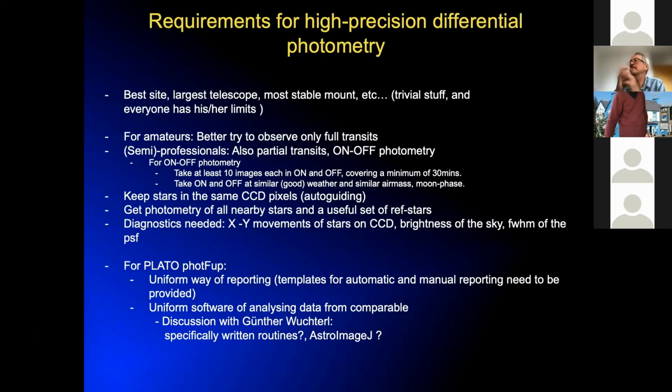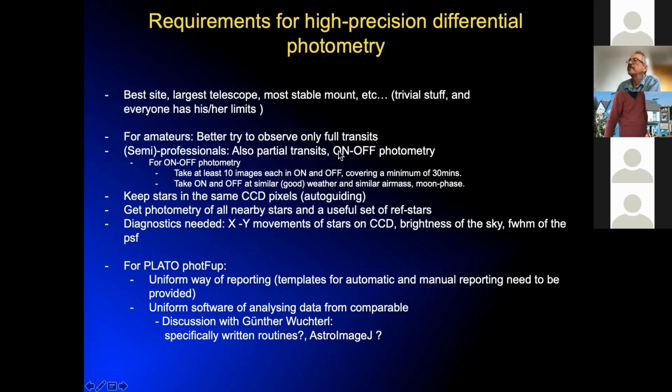The requirements for high precision and successful follow-up photometry are, of course, to do everything as well as possible: use the biggest telescope you can, but of course you always have your limits on the telescope that you have available, on the quality of your mount and also of your CCDs. For amateurs, I think it's better to observe only full transits. We have often also drawn conclusions from partial transits, but one has to be very careful with the diagnostics, to see whether this is real or not, and you have to check whether the timing is really reliable or not.